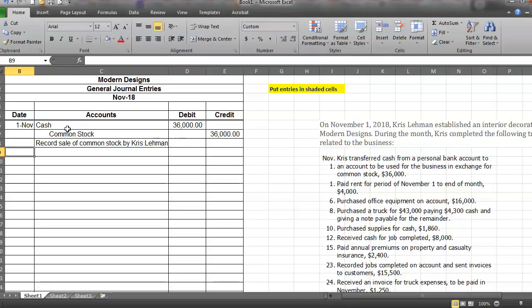Now, November 1st also has another transaction, paid rent for the month of November. So we have a rent expense. We incurred a rent expense. Now, how do we know to record rent expense as a debit? Well, if you think about it from the accounting equation, a rent expense, or any expense actually, is a decrease in equity. To make the equity go down, we have to debit it. That's why we debit the expense.